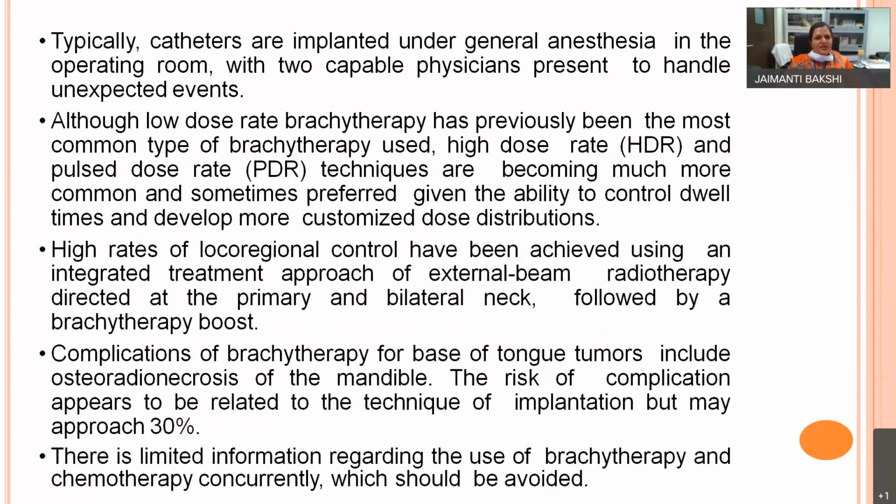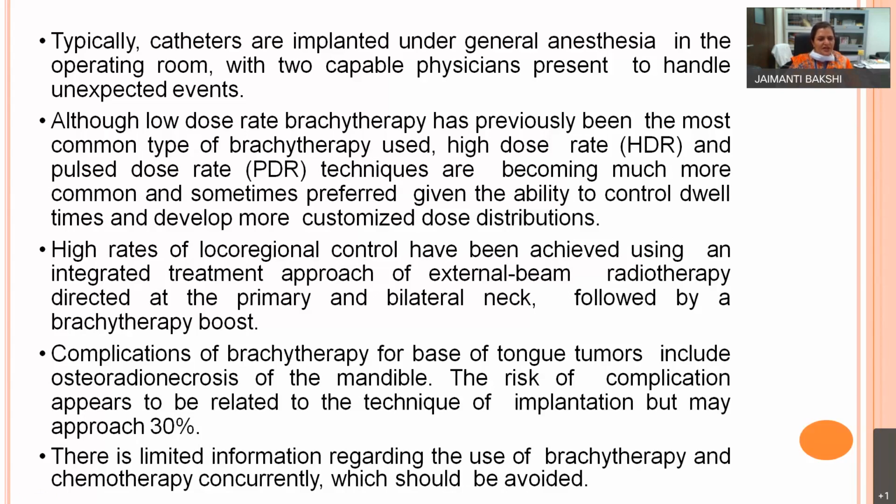So in brachytherapy, typically the catheters are implanted under general anesthesia in the operating room with 2 capable physicians present to handle the unexpected events. Although low dose rate brachytherapy has previously been the most common type of brachytherapy, the high dose rate and pulse dose rate techniques are becoming much more common and sometimes preferred given the ability to control dwell times and develop more customized dose distributions. High rates of local regional control have been found using the integrated treatment approach of external beam radiotherapy directed at the primary and bilateral necks followed by brachytherapy boost.